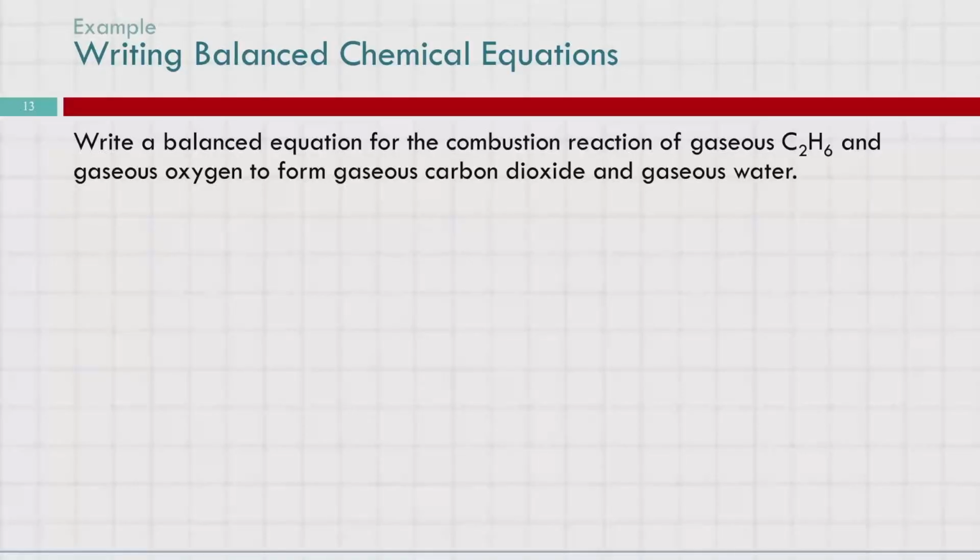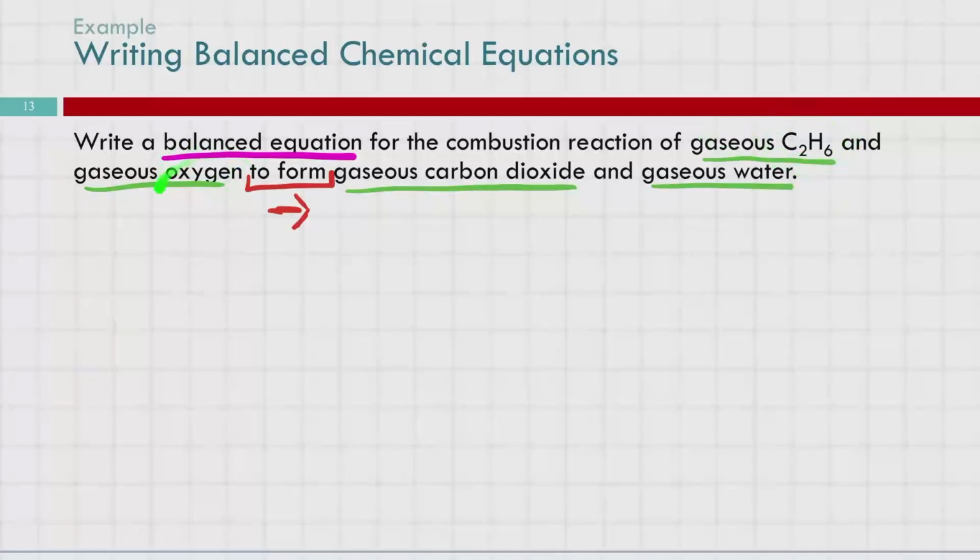Okay, for example, we want to write a balanced chemical equation for the combustion reaction. That's a little tidbit of extra knowledge that we might use at some point. It's the reaction of gaseous C2H6 and gaseous oxygen to form gaseous carbon dioxide and gaseous water. What's the words that signal where we put our arrow? To form. So to form is the signal word. This is indicating our arrow. So our reactants are the C2H6 and the oxygen.